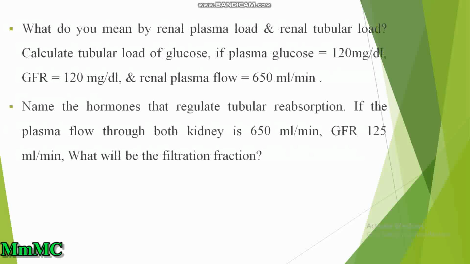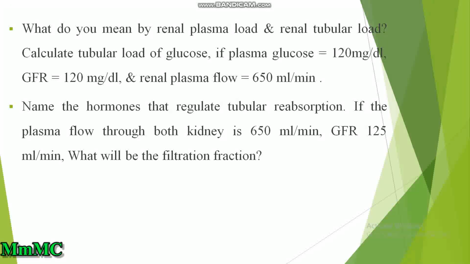plasma load and renal tubular load? Calculate the tubular load of glucose if the plasma glucose is 120 mg per deciliter, GFR is 120 ml per minute, and renal plasma flow is 650 ml per minute. Now name the hormones that regulate tubular reabsorption.